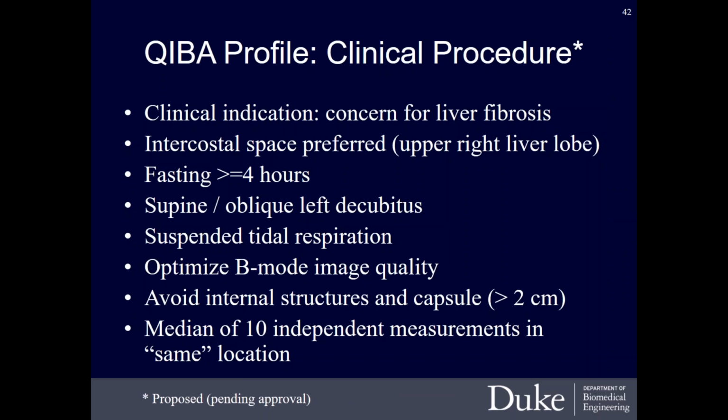From the clinical perspective right now, the primary indication that the protocol is focusing on is liver fibrosis. There are a variety of locations where one could image the liver, and the intercostal space to target the upper right liver lobe has been what has been recommended. That has some traction because that is typically where the liver biopsy is performed, and so it will allow for a little bit more of a one-to-one comparison with the tissue being biopsied and reviewed by a pathologist.